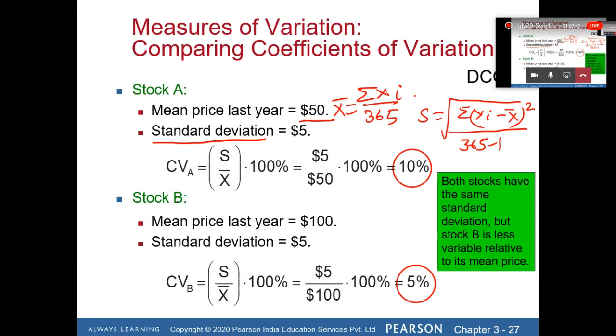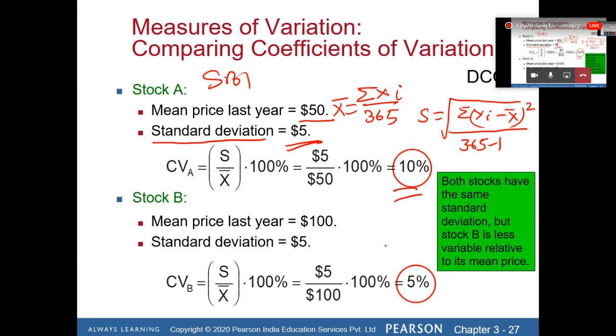And you got the standard deviation. Suppose the standard deviation you got is $5. Now you can find out the coefficient of variance, and I have already calculated it. The coefficient of variance of the State Bank of India is 10%.